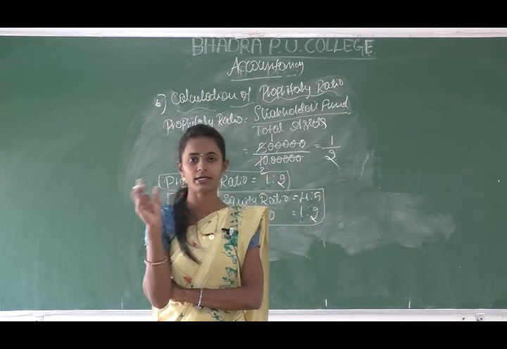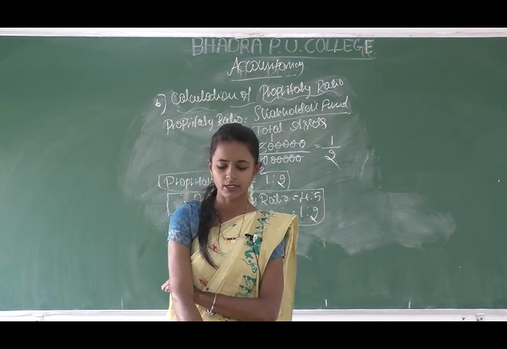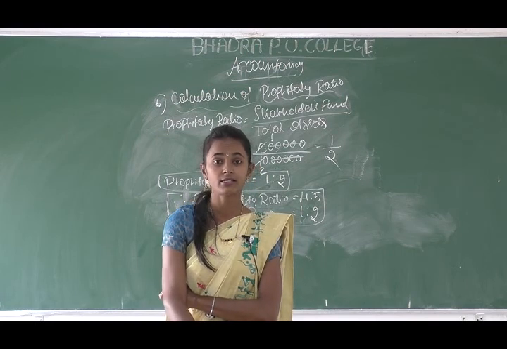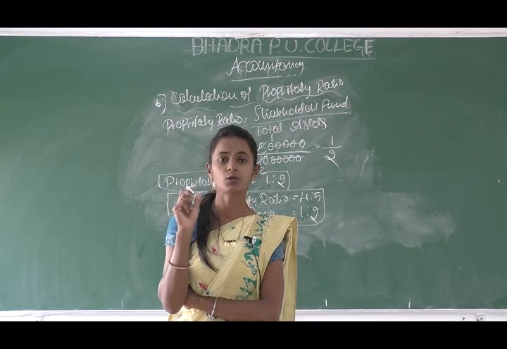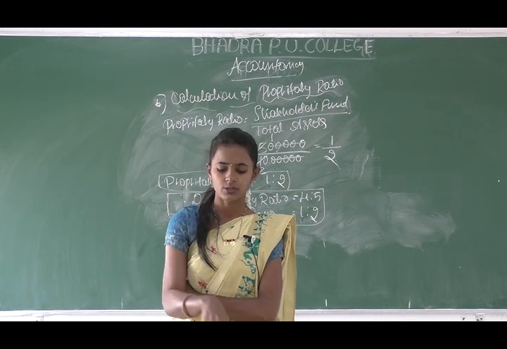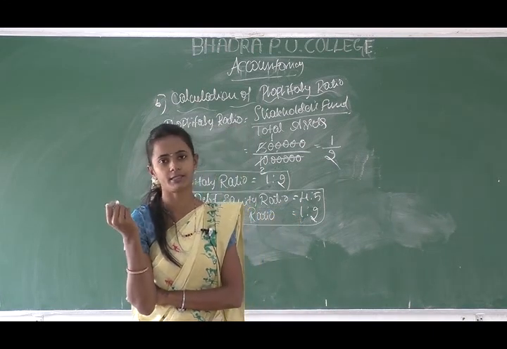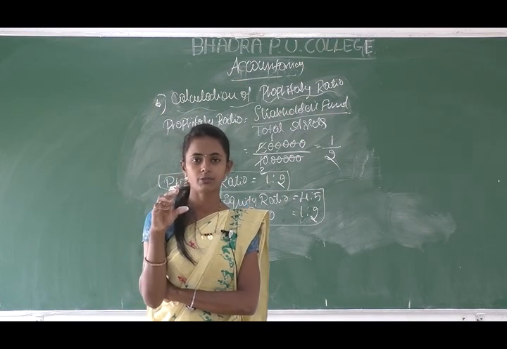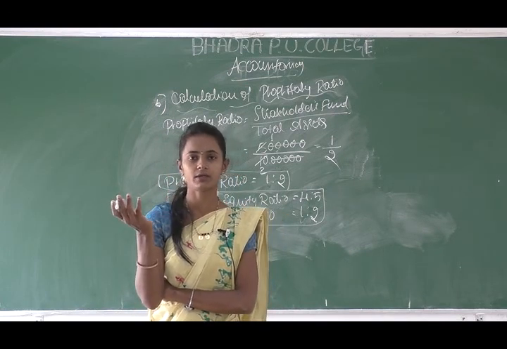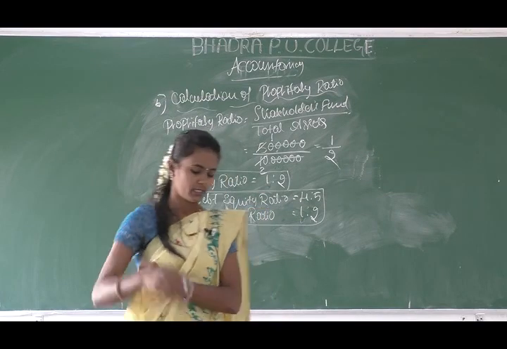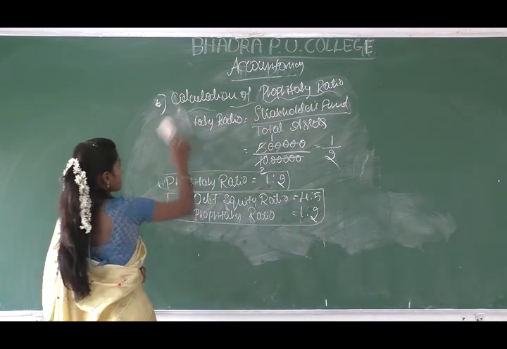Okay, so total on both sides they have given 38 lakh. And finally they say to calculate the debt equity ratio and the proprietary ratio. So debt equity ratio and along with that the proprietary ratio, calculate it. Okay, so based on the balance sheet we are required to calculate a debt equity ratio and a proprietary ratio. Okay, yes, just I'll take the heading.